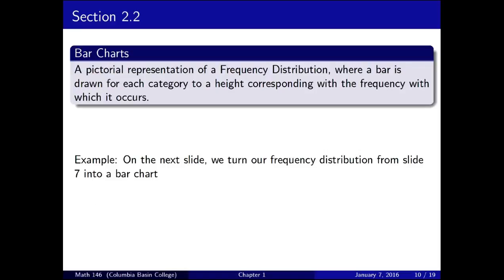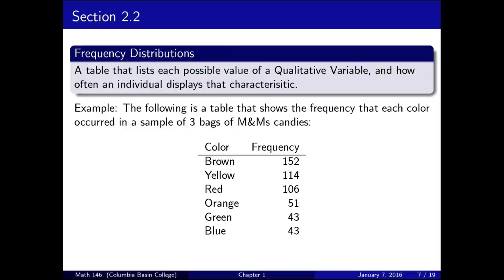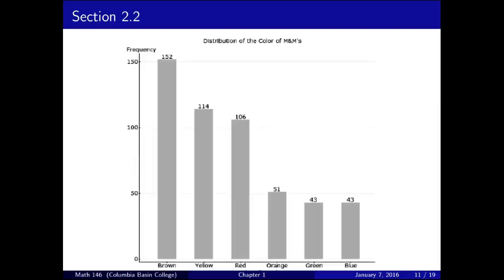And what a bar chart is, it's a pictorial representation of the frequency distribution. And the way it's created is that a bar is drawn for each category, and the height of the bar corresponds with the frequency. And it's pretty straightforward. So if you look back to our original frequency distribution for the M&Ms, what I'm going to do is take each of those categories and draw a bar, and that bar is going to go up as high as the counts. All right, so I'm going to skip forward here, and this is what it would look like. Okay, so the brown M&Ms, there was 152 of them, so there's a bar drawn up to 152. There was 114 yellow M&Ms, they drew a bar up to 114, and so on and so forth.